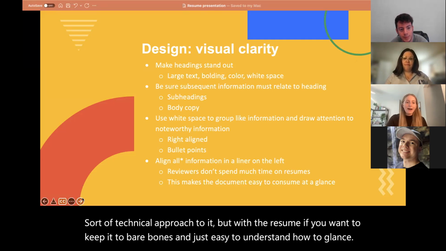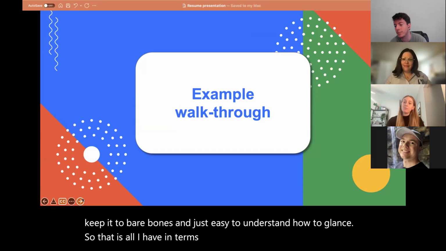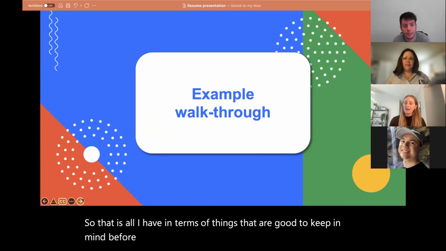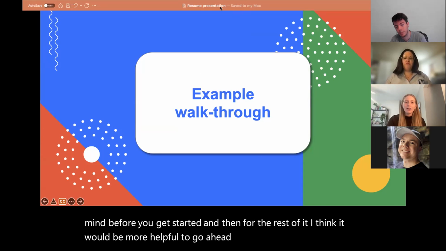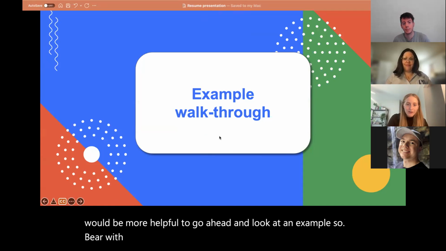So that is all I have in terms of things that are good to keep in mind before you get started. And then for the rest of it, I think it would be more helpful to go ahead and look at an example. So bear with me while I share another screen.